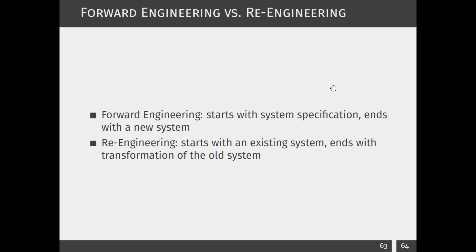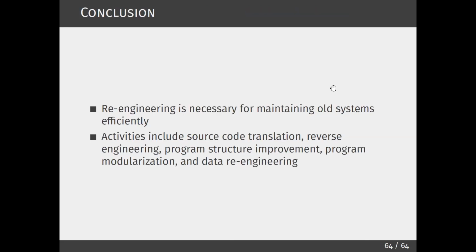So let's look now at forward engineering and reengineering. Forward engineering starts with a system specification and results in a new system. Reengineering starts with an existing system and involves the transformation of the old system. So finally, the conclusion. Reengineering is necessary, especially when it comes to old systems. The different activities are source code translation, reverse engineering, program structure improvement, program modularization, and data reuse.